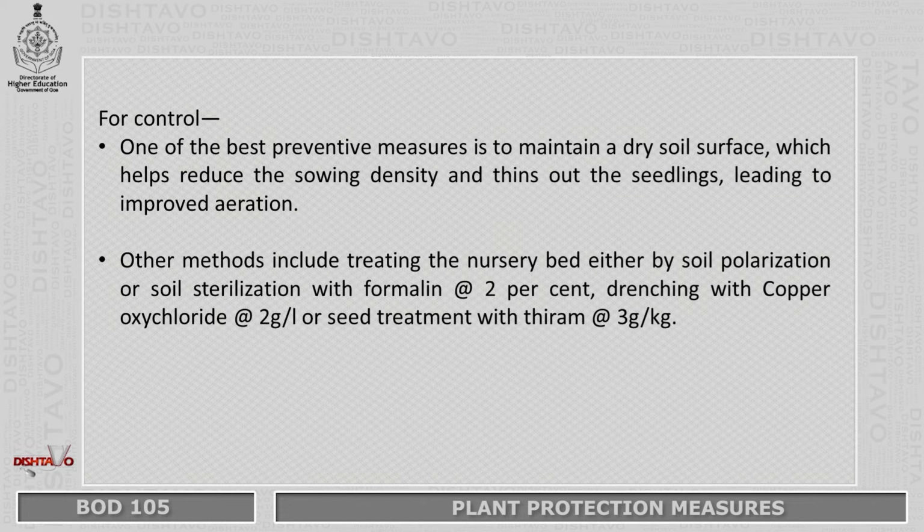For soil sterilization, we can use a chemical like formalin at a rate of 2%. Also drenching with copper oxychloride at a rate of 2 gram per liter. Or seed treatment with thiram at a rate of 3 gram per liter.